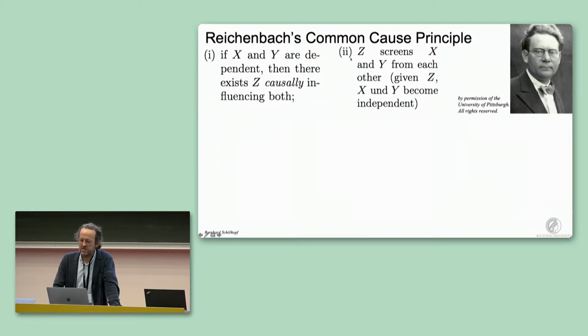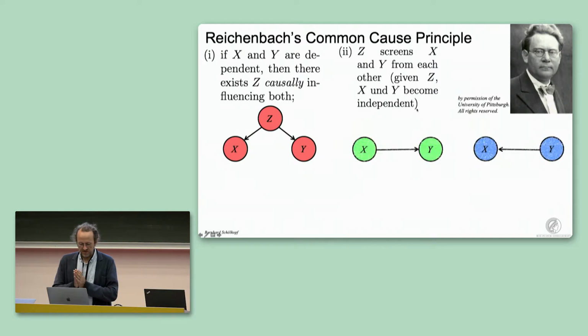And moreover, he said we can choose this third one such that it screens X and Y from each other, so that conditioned on Z, the other two become independent. So the third one explains all the dependence there is. So there are three possible explanations for correlated quantities.